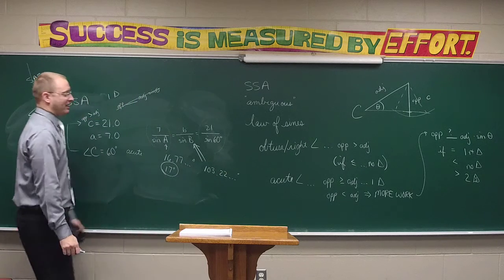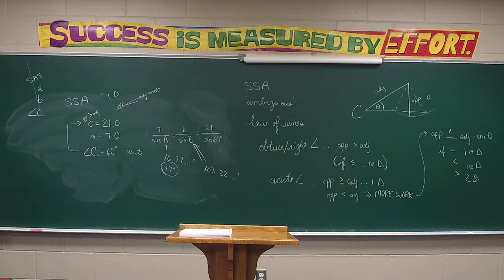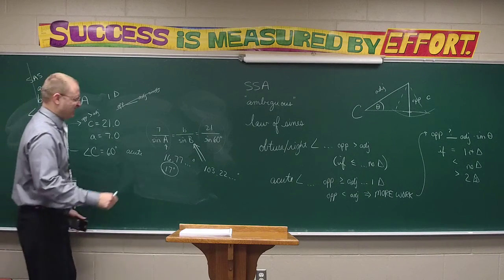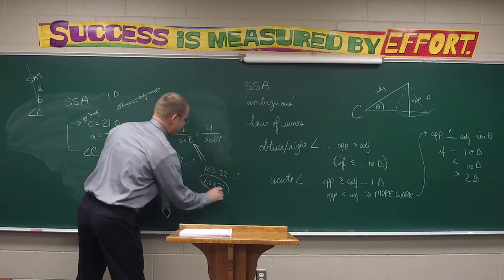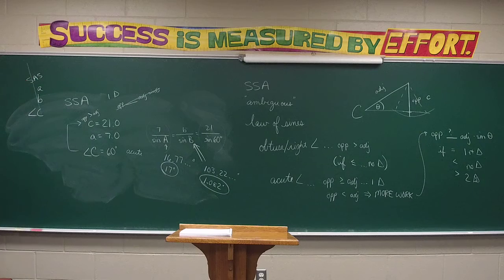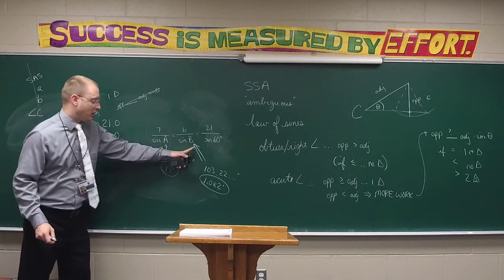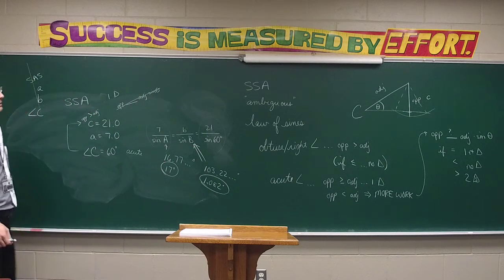103. This is annoying. How many sig figs am I allowed? Two. Normally, you'd say one. We're going to say at least two. But what is that with two sig figs? 1.0 E2. Right, 1.0 E2 degrees. And that's just nasty looking. But whatever. However, I'm going to use 103.22 degrees to get my last side, which is side B.